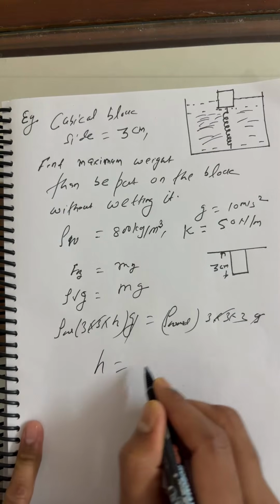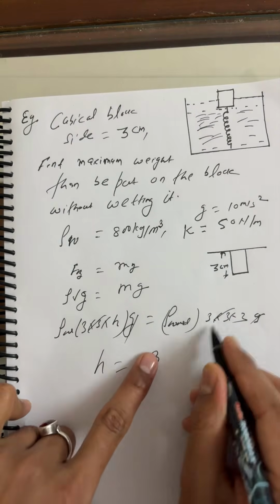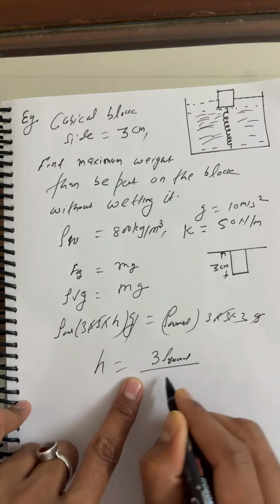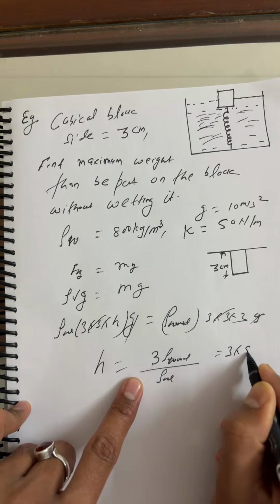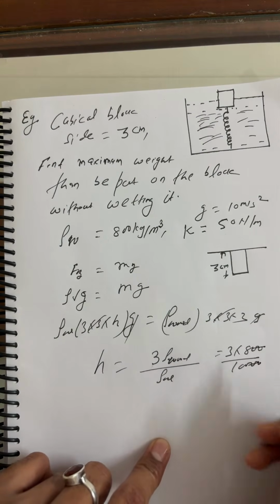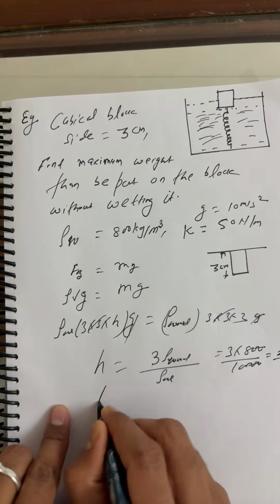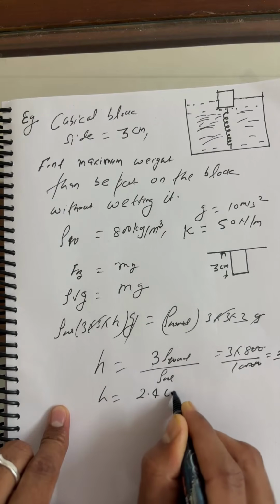So finally we get h equal to 3 times density of wood upon density of water. The wood density is 800 and the water density is 1000. The zeros cancel, so this is 24 by 10. You will get h as basically 2.4 centimeter.